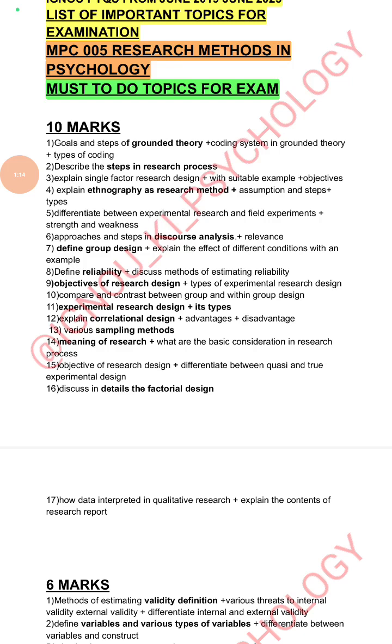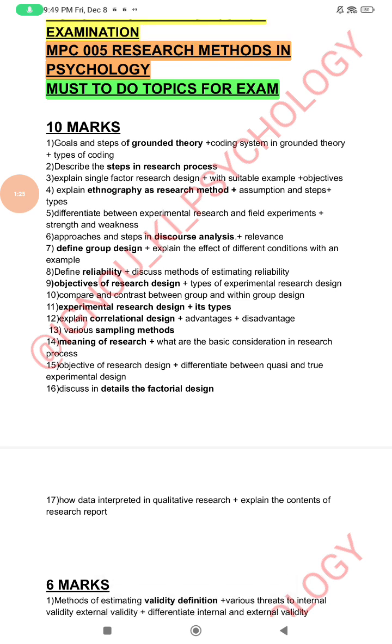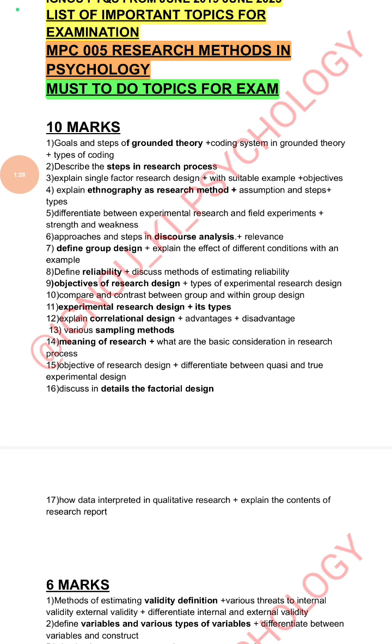First of all, 10 markers question. First question is goal and steps of grounded theory, coding system in grounded theory plus types of coding. Grounded theory means generation of theory which is grounded in data that has been systematically collected and analyzed. The methods in grounded theory are generally preparation, then data collection and coding, data analysis, comparative analysis, then theoretical conception, etc. You have to mention all these steps, because this question has been asked repeatedly in previous years. So prepare this topic well.